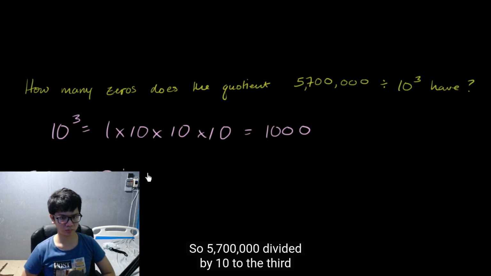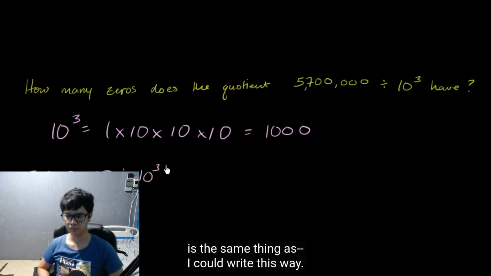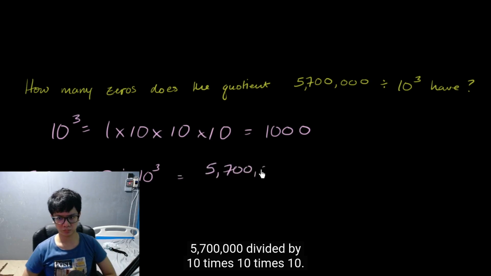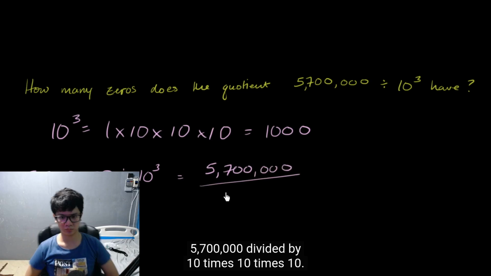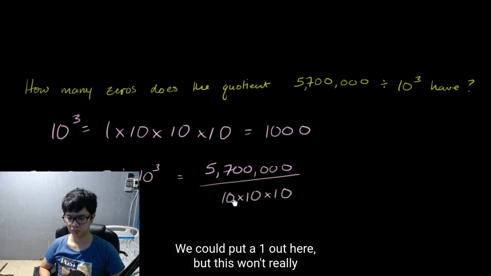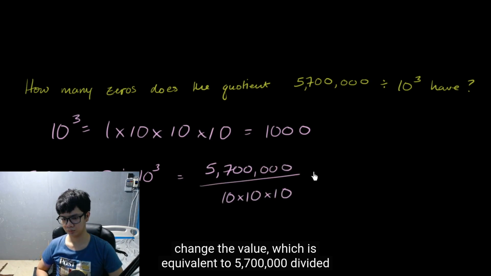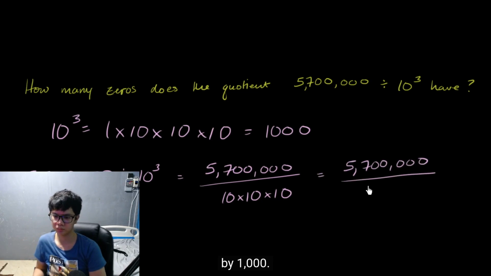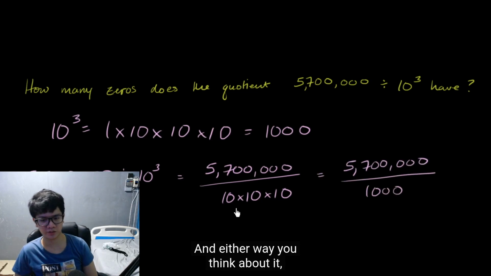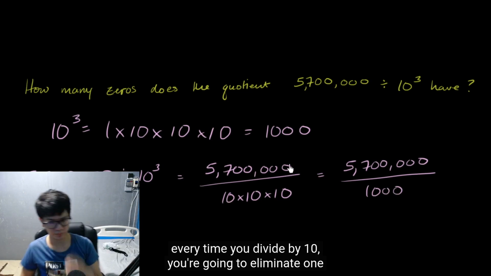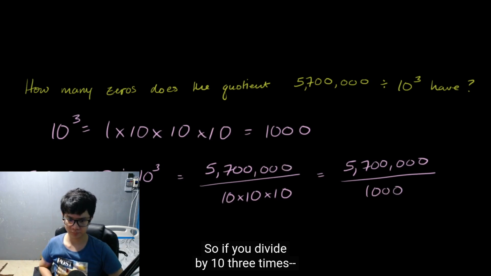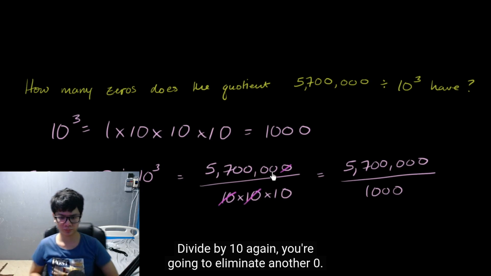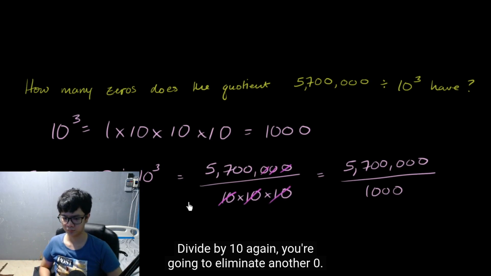5,700,000 divided by 10 to the third is the same thing as I could write it this way: 5,700,000 divided by 10 times 10 times 10, which is equivalent to 5,700,000 divided by 1,000. And either way you think about it, every time you divide by 10, we're going to eliminate one of these zeros. So if you divide by 10 once, you're going to eliminate a 0. Divide by 10 again, you're going to eliminate another 0. Divide by 10 again, you're going to eliminate another 0.